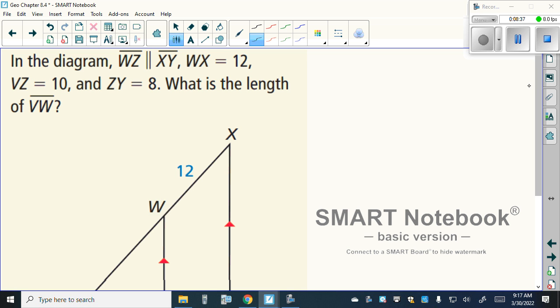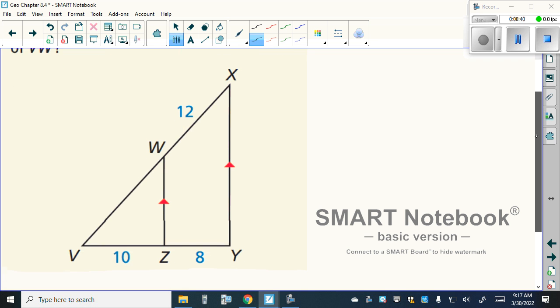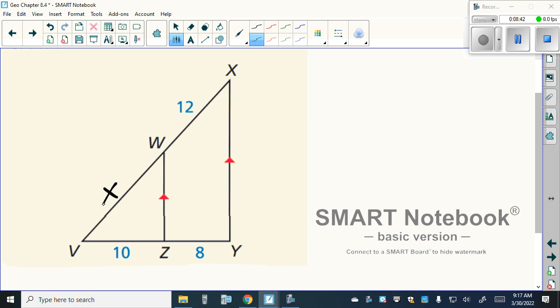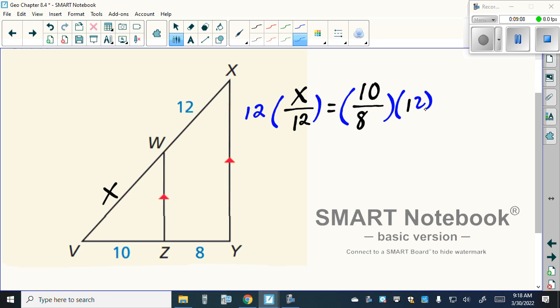So they gave us the diagram with two parallel lines, and we want to know what the length of VW is. And again, we're going to have two fractions. Now, how are we going to set these up? Is equal to? Yes. And then what do we do next? Times both sides by 12. So here the 12 and 12 will cancel, telling us x is equal to.